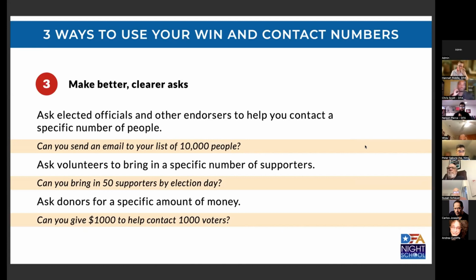Be very specific with the things that you're asking for, because those all will feed into your win number and your contact goal. You can also use it to ask donors for a specific amount of money. This is a really good way to connect donors with what you're doing on the campaign. A lot of times campaigns will ask for $1,000 and they don't let a donor know what that money is going towards. But we can see the line between $1,000 and 1,000 text messages or 10,000 text messages. So let them know what their money is going towards, and that will help contextualize what they're spending their money on, and will help you in your fundraising as well.